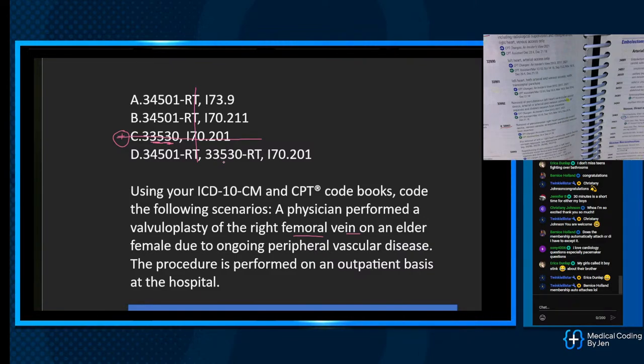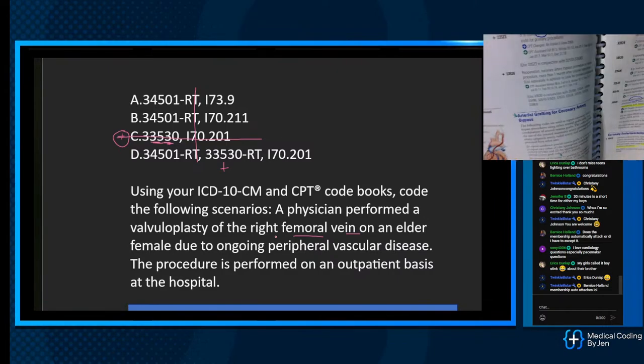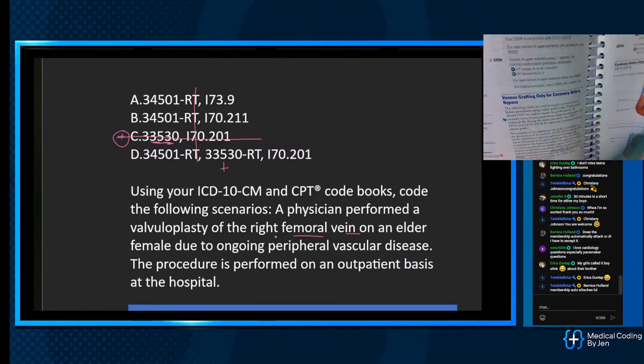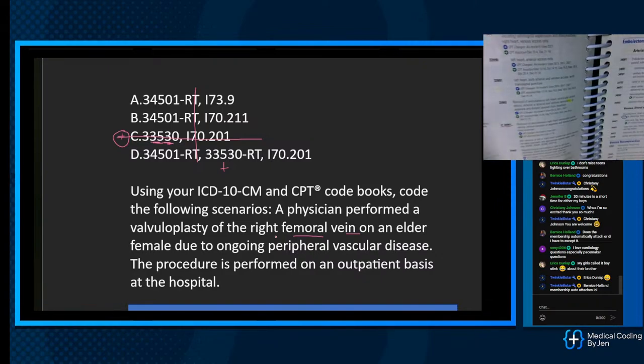Would we be removing an embolectomy? Are we doing that? No, it's not embolectomy. What was that code about? It was an add-on code for something. 33530. That's for reoperation. We're not doing a reoperation. Nope. That's a redo. And we're not doing that.